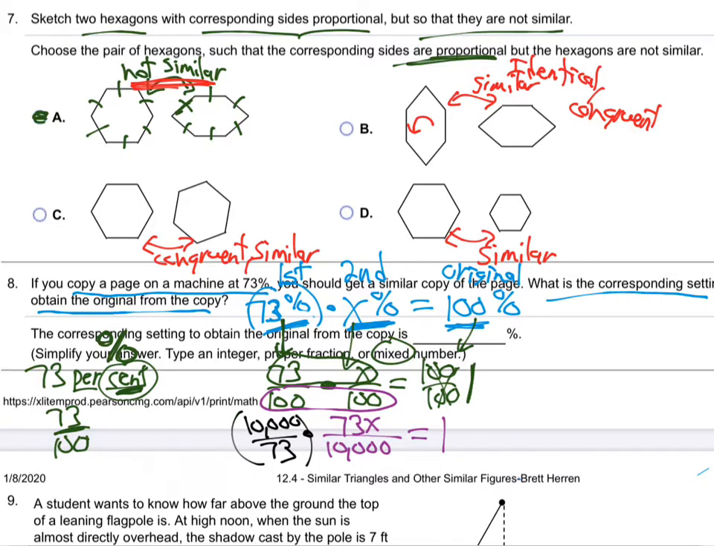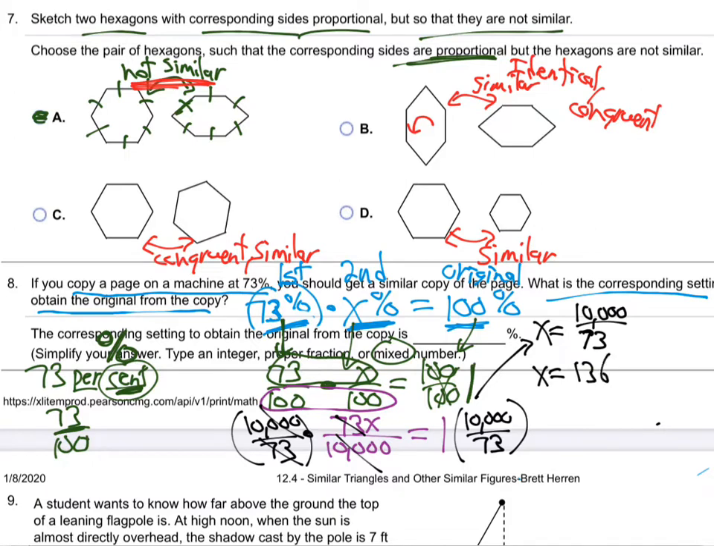And whatever you do to one side, you have no choice but to do the same thing to the other. So then the 10,000s cancel, the 73s cancel, x is alone. X equals 10,000 over 73. Now, that's a big, ugly number. So what you're going to have to do is divide on your calculator. If you divide on your calculator, and I'll do it right now, you get 136.986, blah, blah, blah.